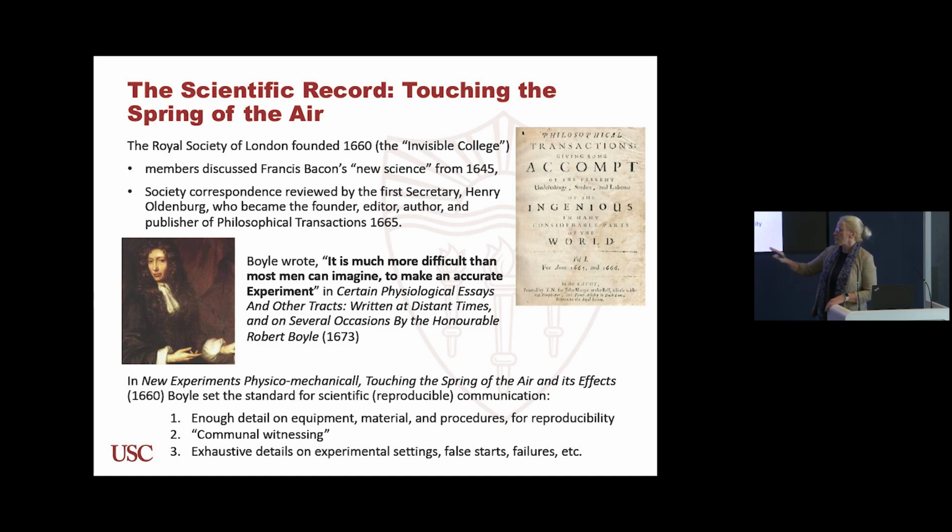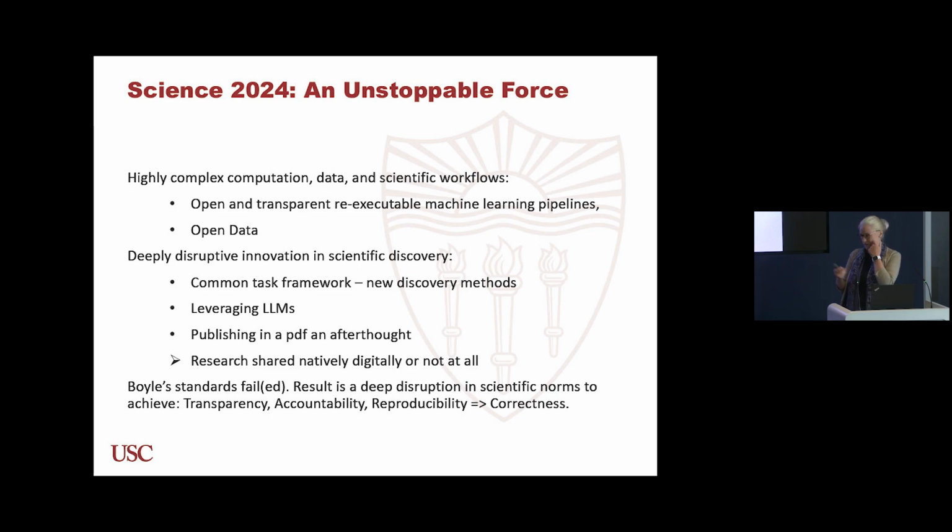He also was a proponent of exhaustive details on experimental settings, false starts, failures, things that didn't work, paths you didn't go down, and so on. So this is also a modern topic in reproducibility discussions around p-hacking and cherry-picking results and so on. But we actually knew all this back in 1660. Okay, let's fast forward to today.